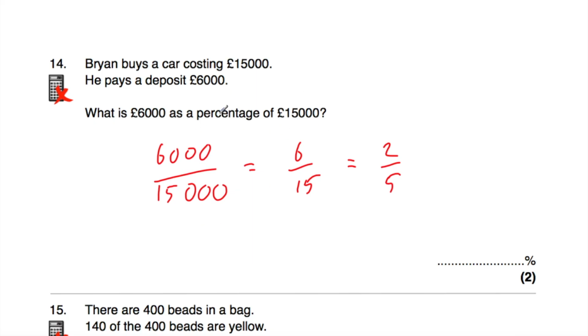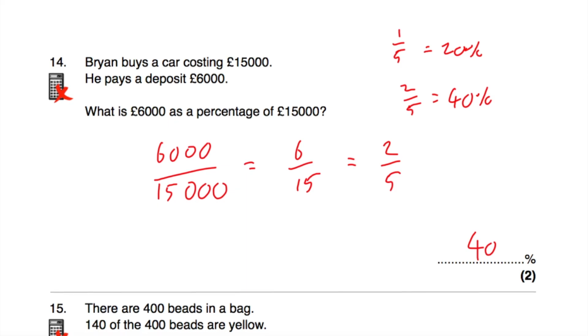Now we want to write 2/5 as a percentage. And again, I think we had this question earlier on, that 1/5 is equal to 20%, knowing that off by heart. So 2/5 would be equal to 40%. So that means that £6,000 as a percentage of £15,000 would be 40%. And that's it. So in this question, all I did to begin with was write 6,000 as a fraction of 15,000. Then I cancelled that down to get to 2/5. And then I knew that 2/5 as a percentage is 40%. And that's it. Okay, let's look at our next question, question number 15.